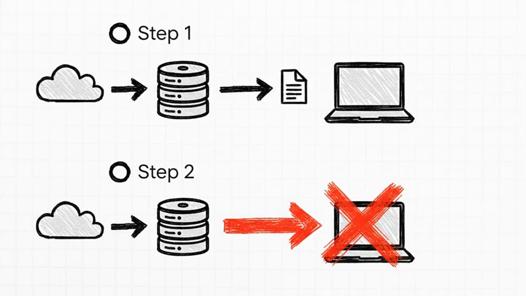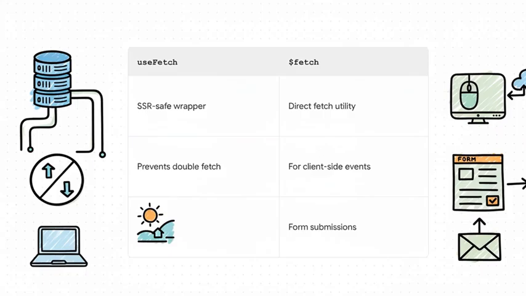This wastes bandwidth, slows things down, and can cause some really weird flickering in your UI. Nuxt gives you two main tools to solve this problem beautifully. First, there's useFetch. This is what you use to get the initial data for a page. It runs on the server, and then it cleverly passes that data down to the client, which completely prevents that double fetch. Then you have $fetch, which is a more direct, simple utility. It's perfect for things that happen on the client side, like a user submitting a form or clicking a button.